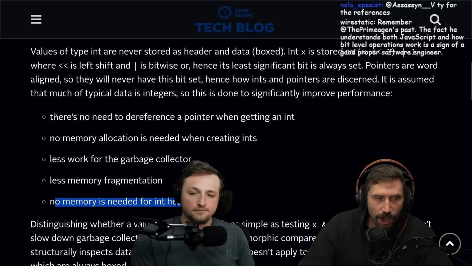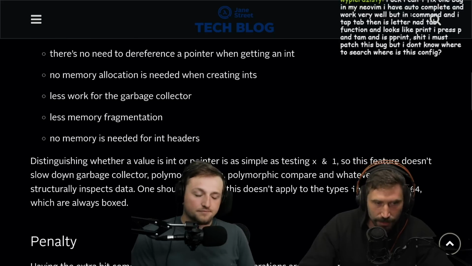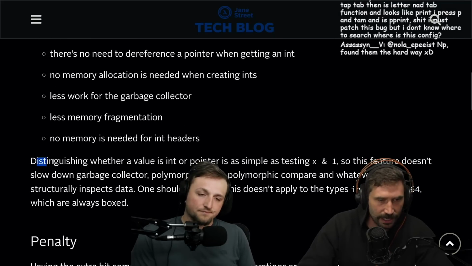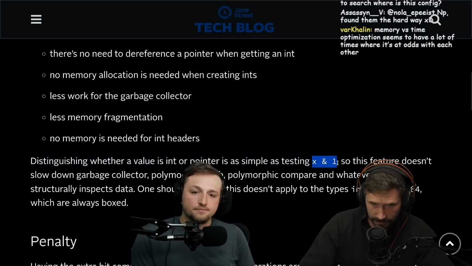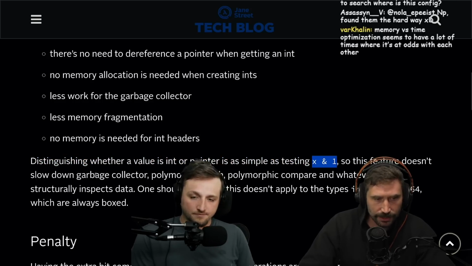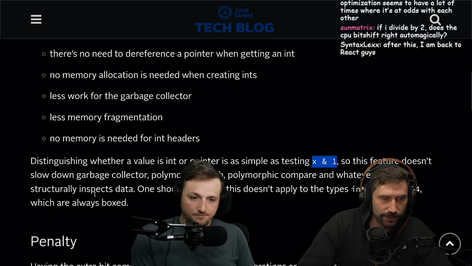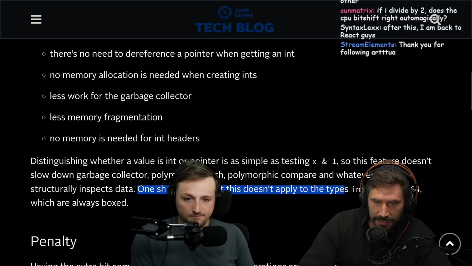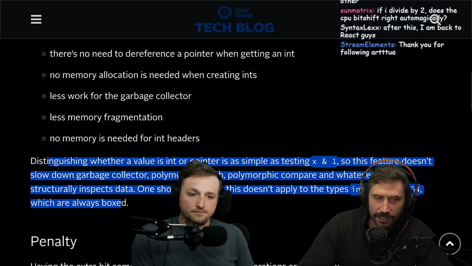I assume that's because all ints are just copied everywhere. You don't actually need to have any form of collection. They're just copied and immediately got rid of anytime something leaves, right? Distinguishing whether a value is int or pointer is simply doing this test right here. So this feature doesn't slow down the garbage collector, polymorphic hash, polymorphic compare, and whatever else structurally inspects data. One should note that this doesn't apply to types int32 and int64, which are always boxed. Oh, I didn't know that.